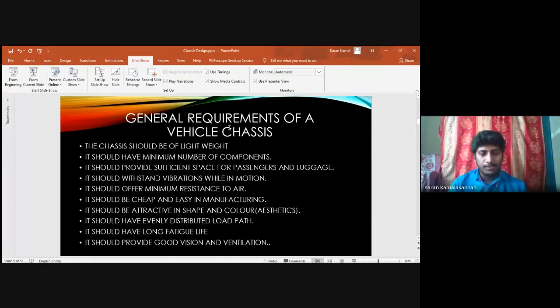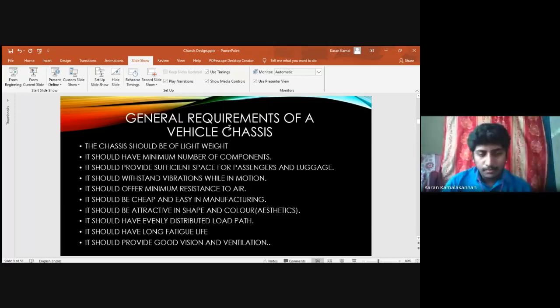And it should have an evenly distributed load path. Yes, during the impact of a collision, the vehicle frame which we are designing should take the load evenly so that the vehicle will not fail. And it should have a longer fatigue life. Yes, the vehicle will be subjected to more loads over the course of time. If the fatigue limit is exceeded, the vehicle will fail at some point. So you should maintain a long fatigue life. And also it should provide good vision and ventilation. Yes, if you have the driver seated in the compartment, you should have good vision and ventilation to get some air through the vehicle.